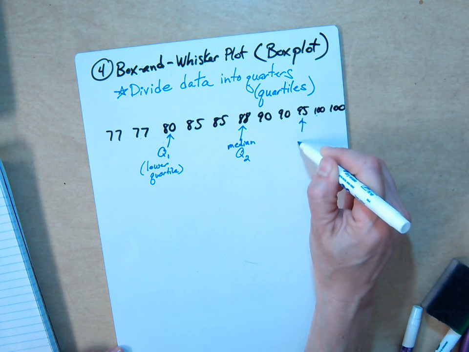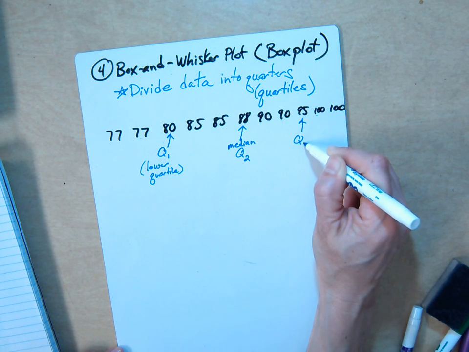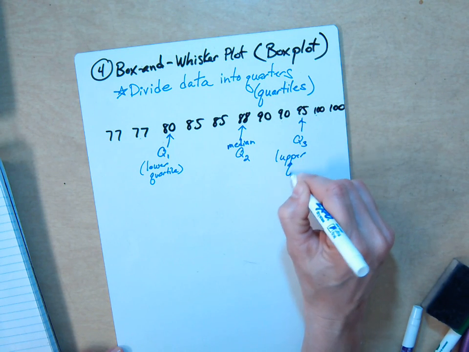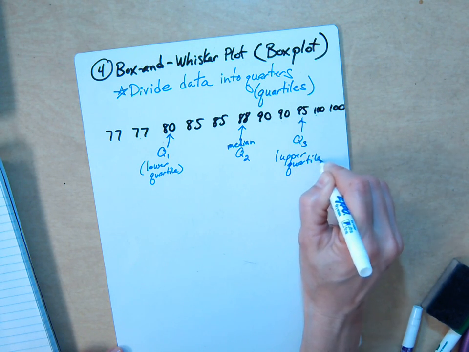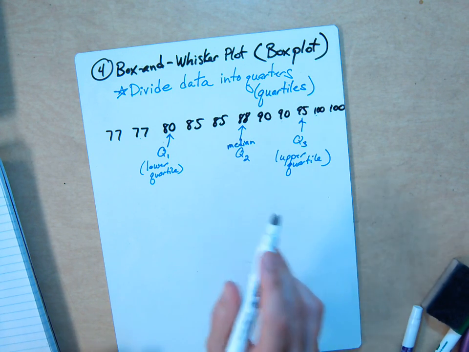95, exactly. So to make a box and whisker plot, you have to do the median 3 times, and that gives you Q1, Q2, and Q3. This is called the upper quartile. And now we can make our box and whisker plot, and we will in just a second, but no, we're going to do it right now.